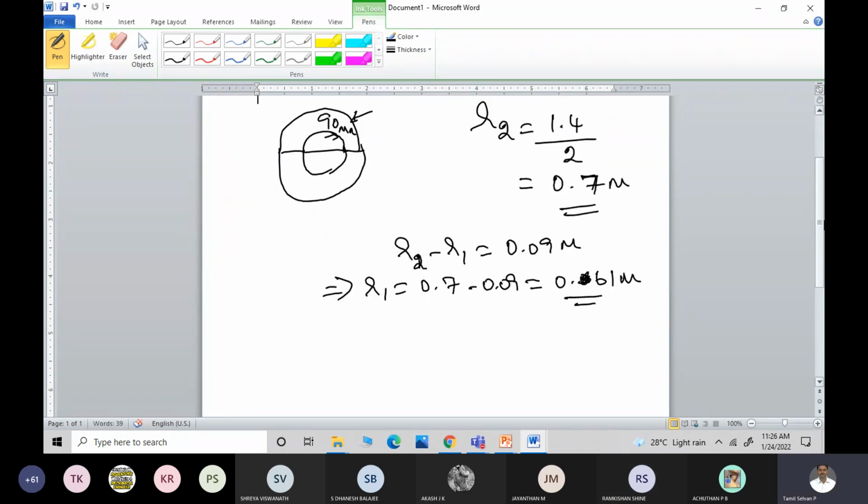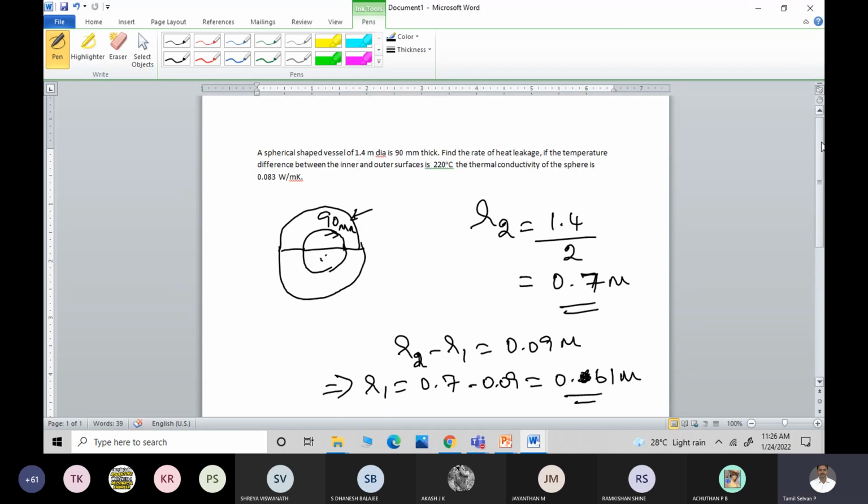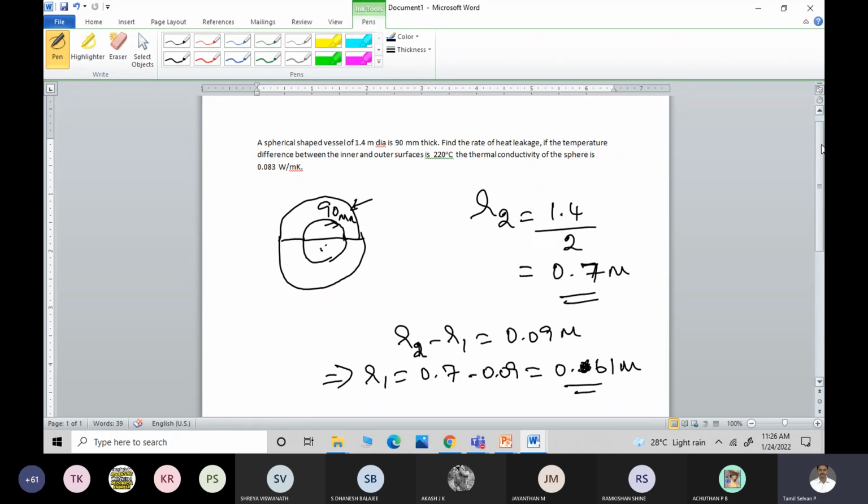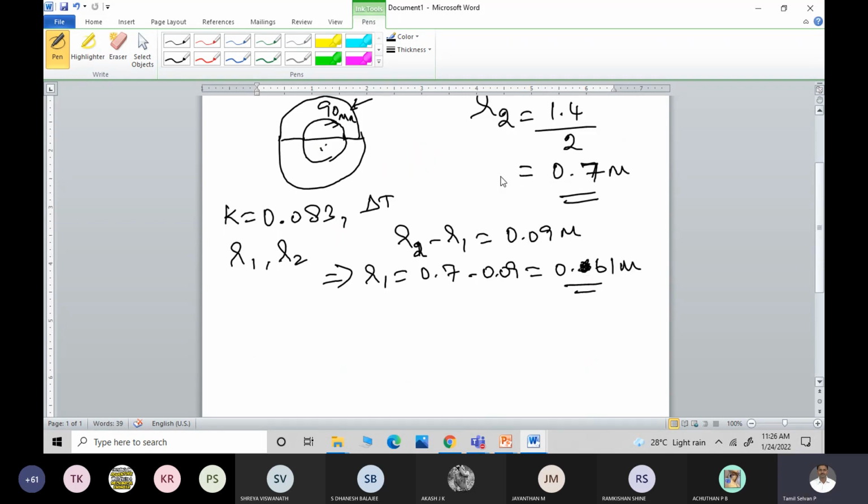Then now we have got R1 and R2. The inner fluid temperature and outer fluid temperature are not given in the problem. Just the difference in temperatures, del T, is given as 220, and similarly the radii R1 and R2 are given, and thermal conductivity K is given as 0.083. Now we can find out the Q.